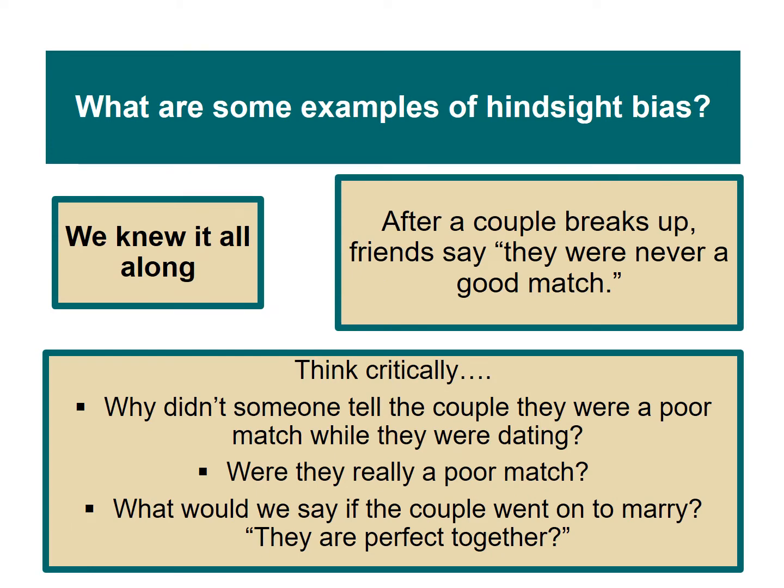So, some examples of hindsight bias. Things like, oh, we knew it all along. After a couple breaks up, friends say, oh, they were never a good match anyways. Thinking critically, why didn't someone tell the couple they were a poor match while they were dating? Were they really a poor match? What would we say if the couple went on to get married? Would we then say, oh, they are perfect together?